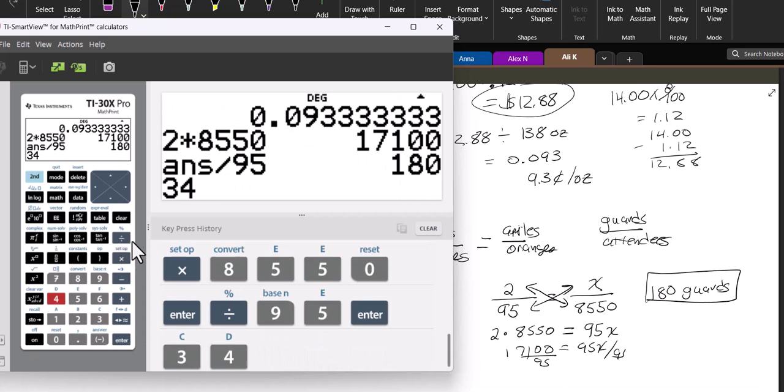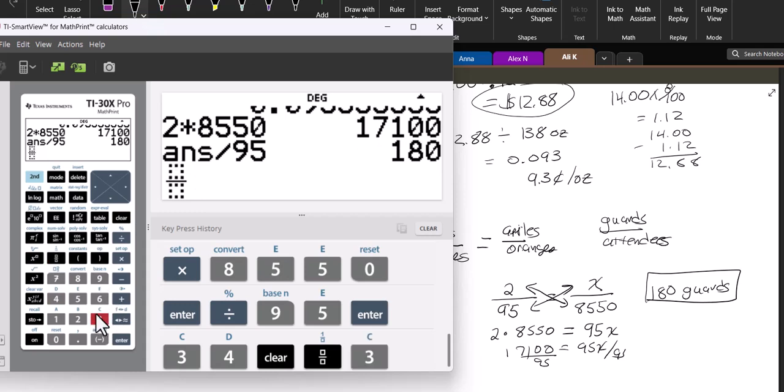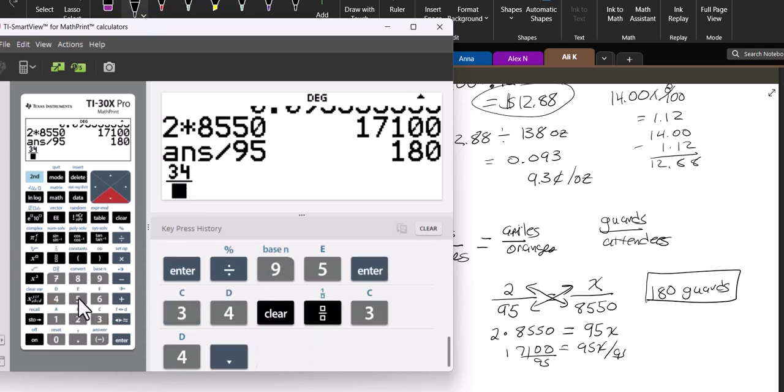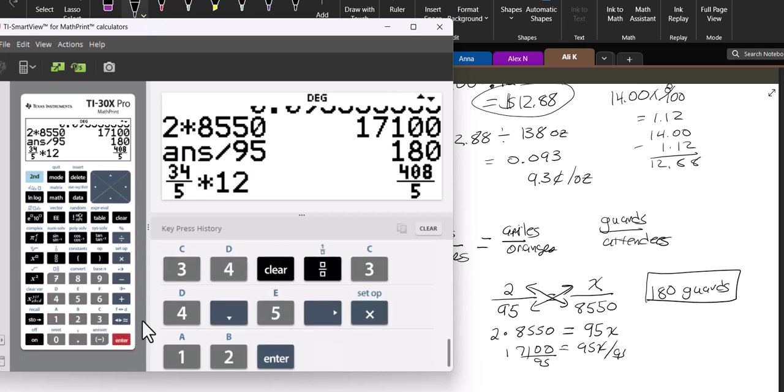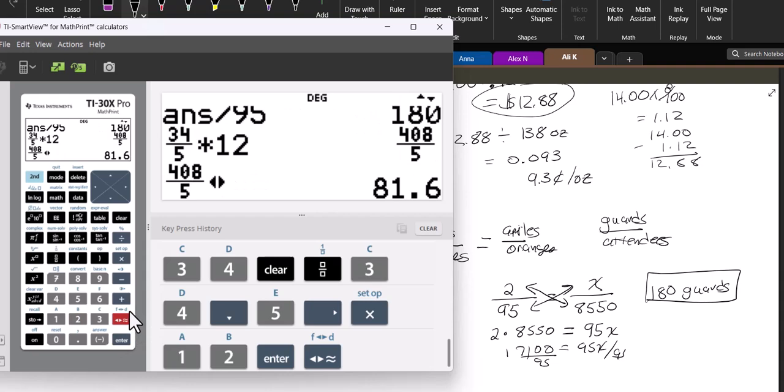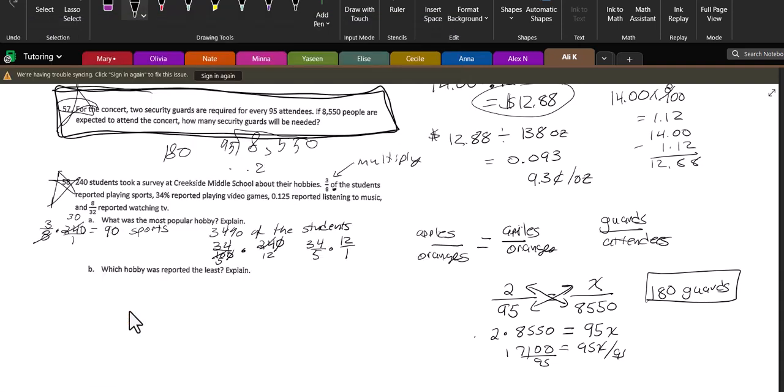34 over 5 times 12 is 81.6, or I would say 82 students play video games. So we have 82 students, video games, 90 sports.